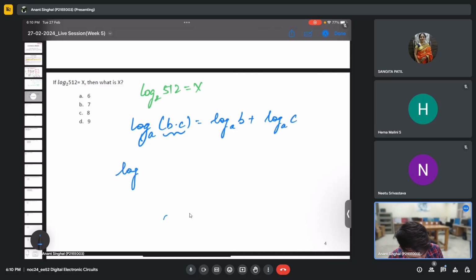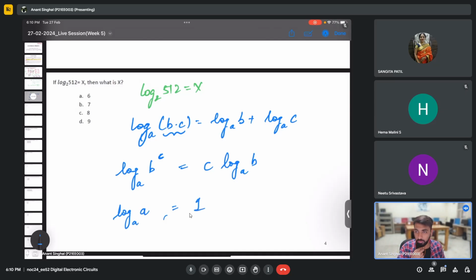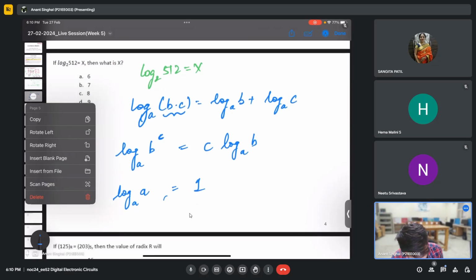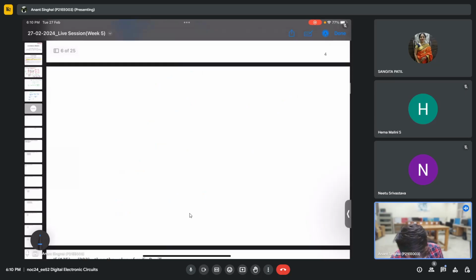Then log to the base a of b raised to power c is c times log, and finally if we have the similar base and similar variable inside, it is 1. These are the basic properties that you need to know about this particular question, and now we'll do the question directly.